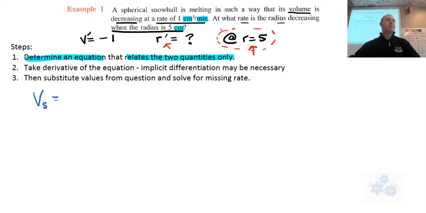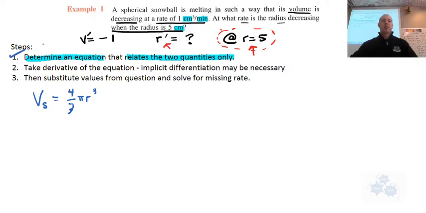Remember that? Please, somebody tell me you remember that. 3 over 4? Not quite. 4 over 3, pi r cubed. Right. Okay, shake the dust off there. Volume of a sphere, 4/3 pi r cubed. Now, notice, this is our equation right here, V and r. Boom. Step 1's taken care of.